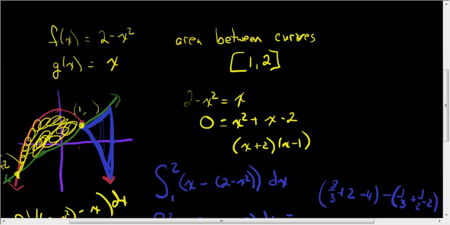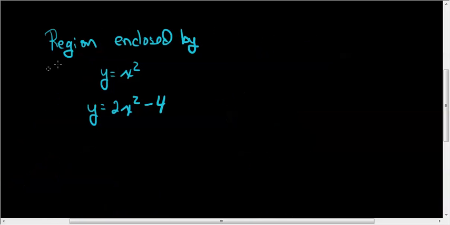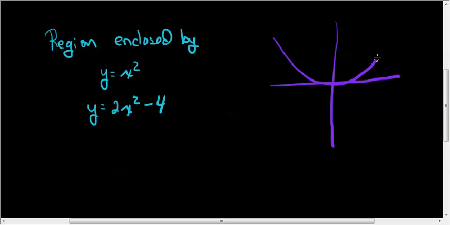Okay, a couple more examples. One more example by hand, and then we'll do one with the calculator. Okay, this one asks for the region enclosed by y equals x squared and y equals 2x squared minus 4. All right, so this time, put this over here so I've got a little more room. Y equals x squared, that one looks like that. What about y equals 2x squared minus 4?